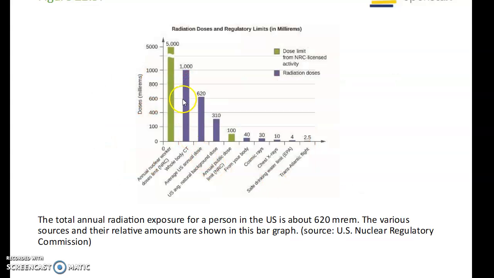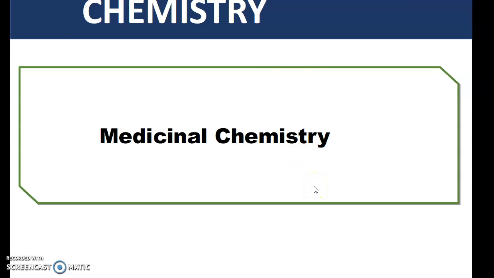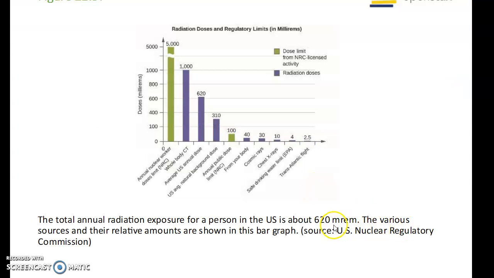And this is the total annual radiation exposure for a person in the United States, about 620 millirems. This shows you the different sources you can expect. Just walking down the street in New York City is going to give you some. This is your dose limit right here, and the other ones are just your radiation doses.